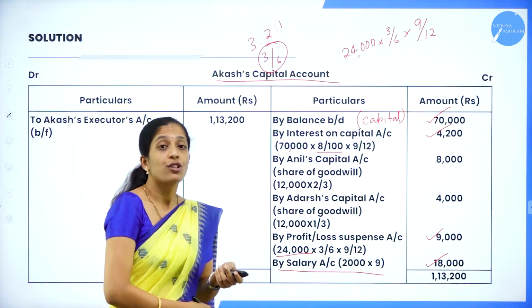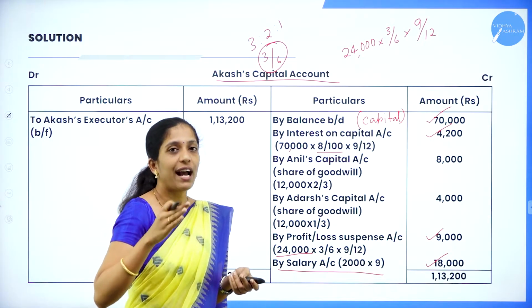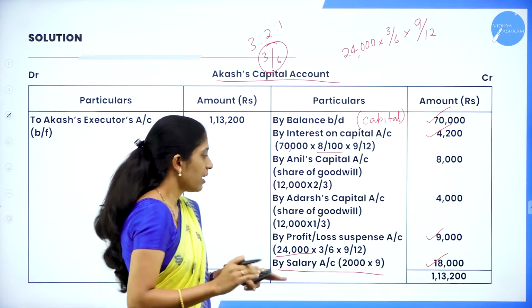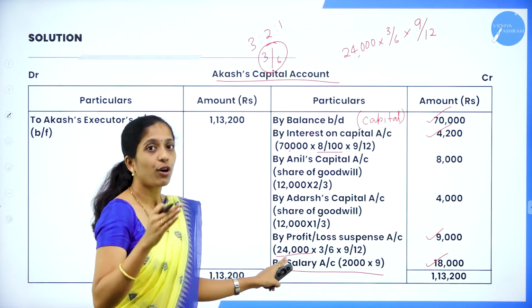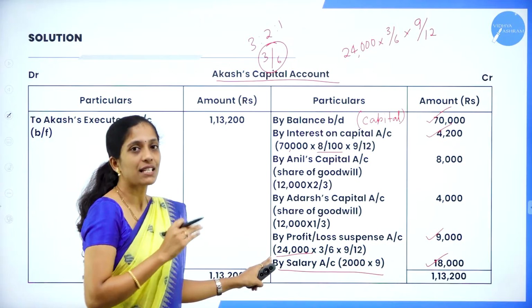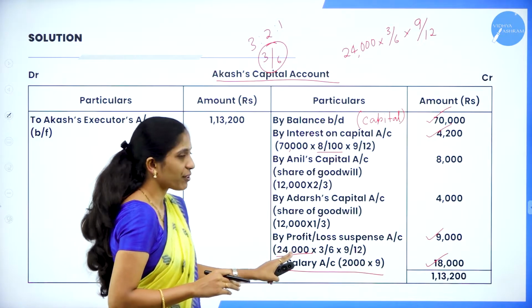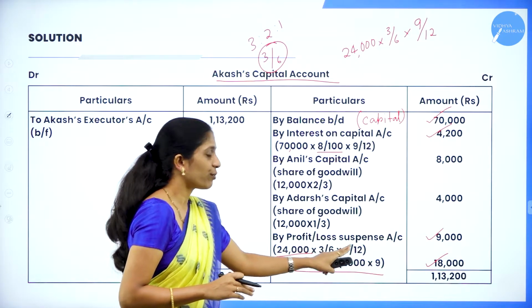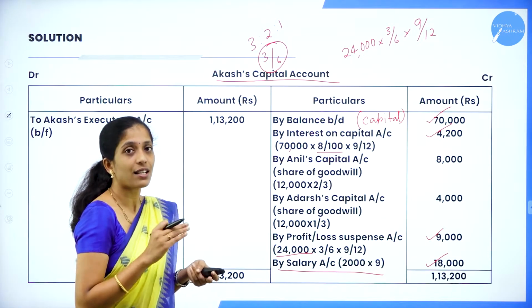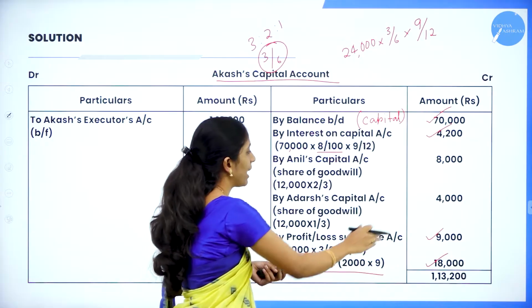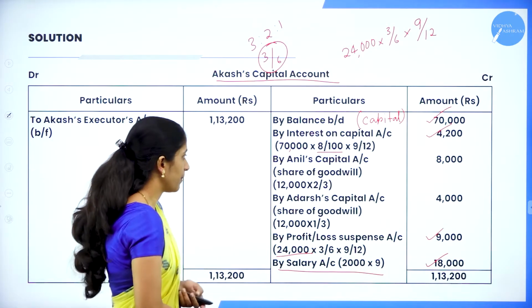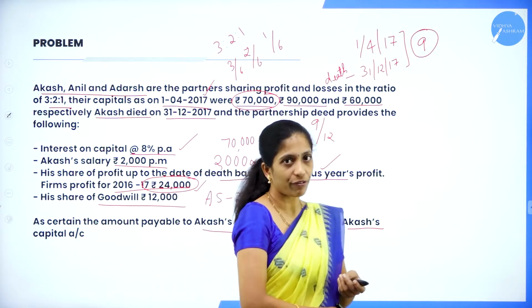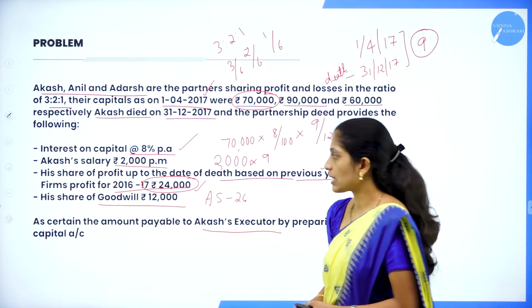It means that till the death of that partner, whatever amount of profit has to be given. So, here they have told that profit has to be calculated on previous year profit. So, previous year profit is 24,000. What is his share? 3 by 6 into for how many months he was there in the business? 9 months. So, 9 divided by 12. So, I'll get 9,000. Next, what they have told: we are done with this profit that has to be given to the deceased partner.